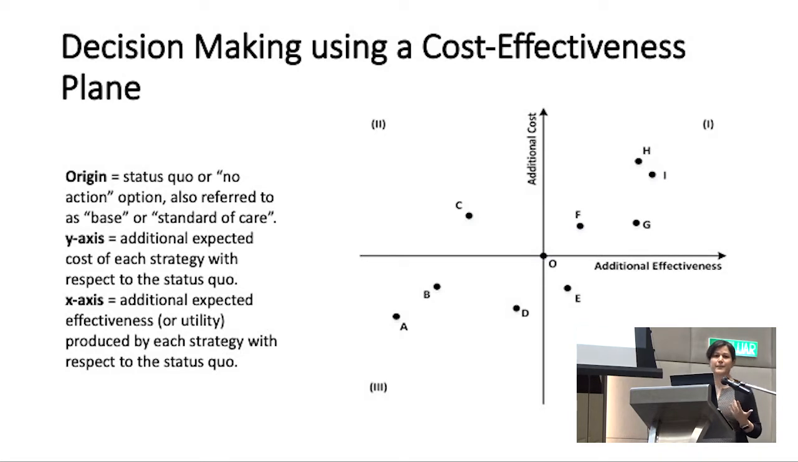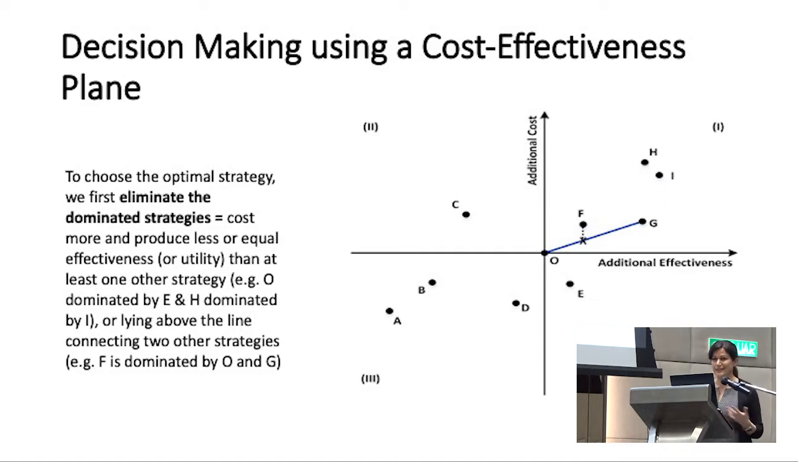And the first thing we want to eliminate are strategies or interventions that are dominated by other strategies. And that's an economic term to reflect strategies that really just don't make sense because they're either higher cost and less effective than other strategies, or fall outside the range of an optimal choice. So some examples from this figure are, if you look at the origin point O, you can see it's dominated by E and H. It's dominated by E. And then point H is dominated by I.